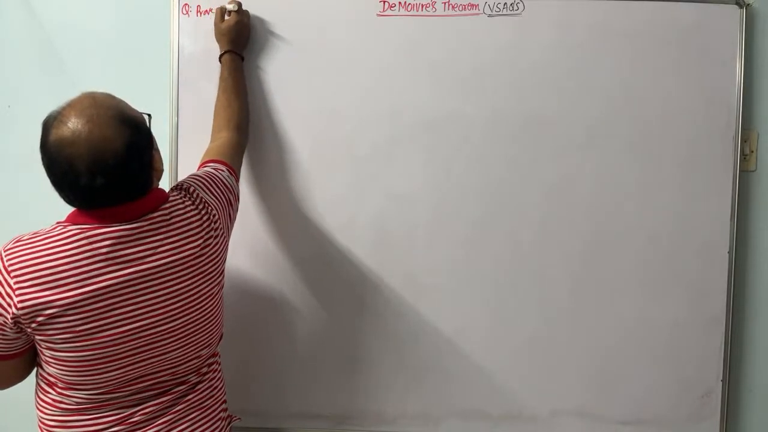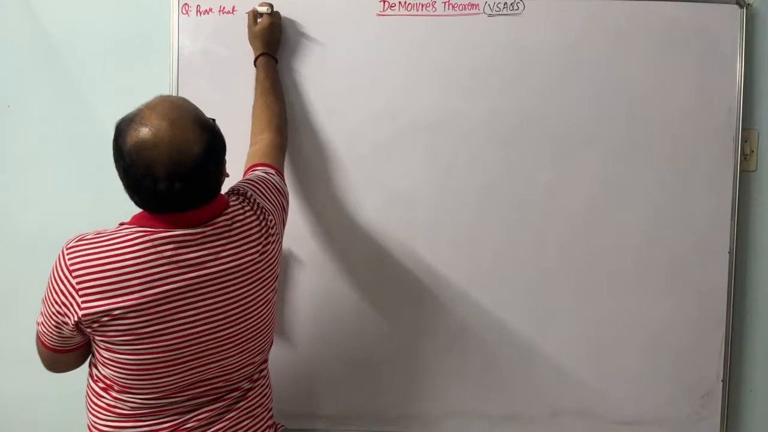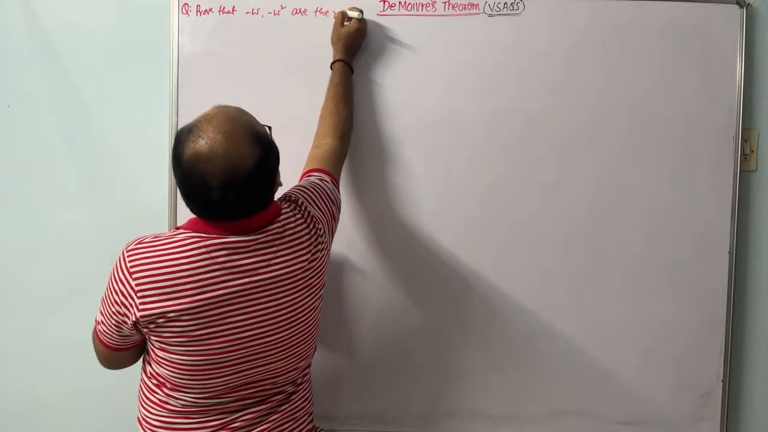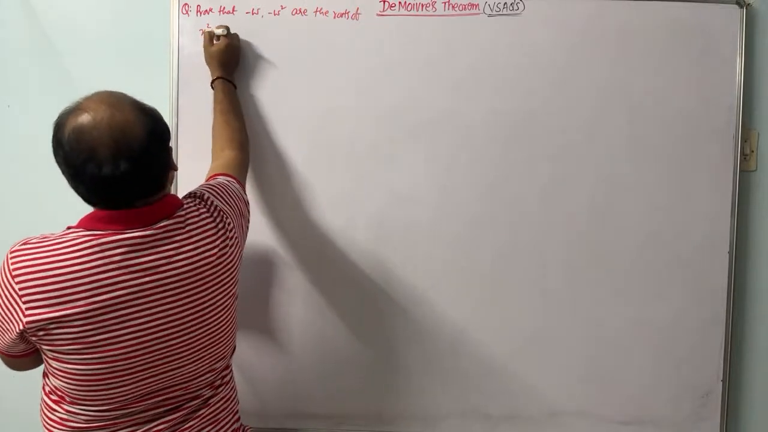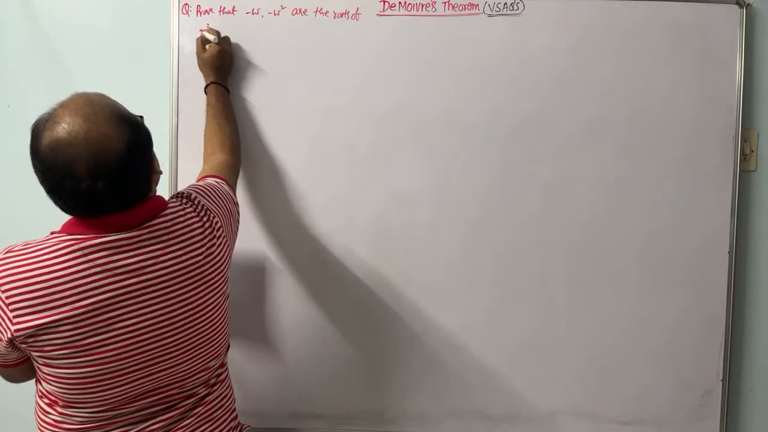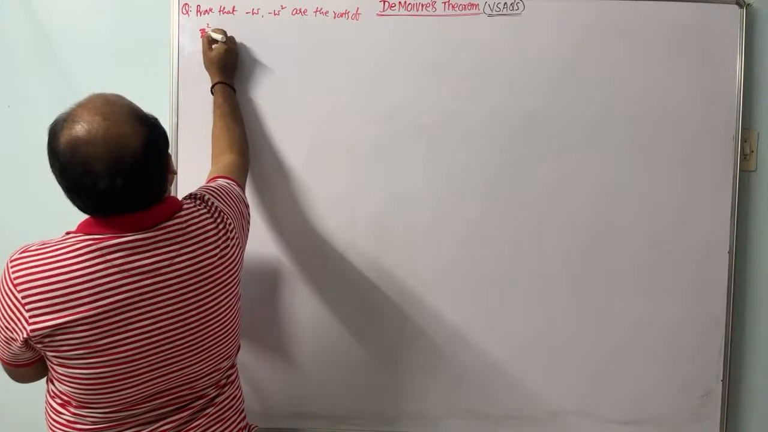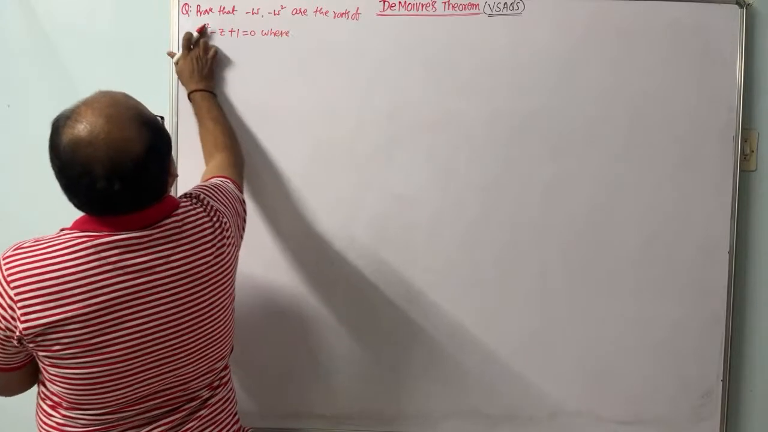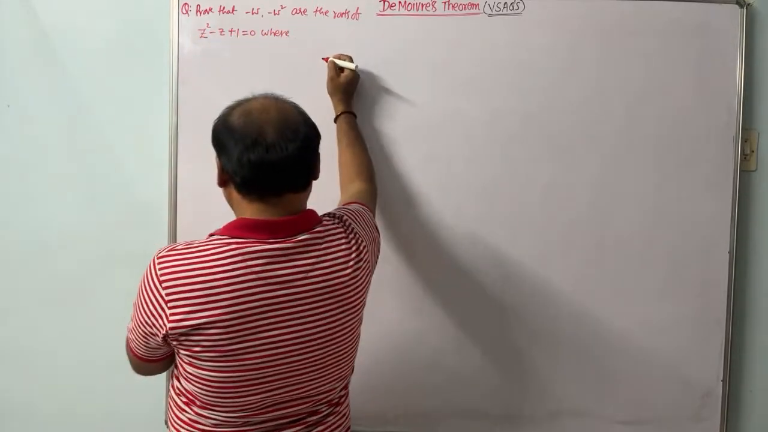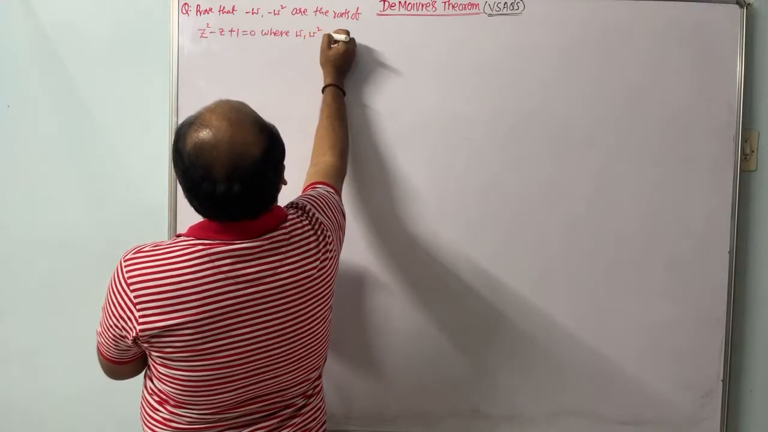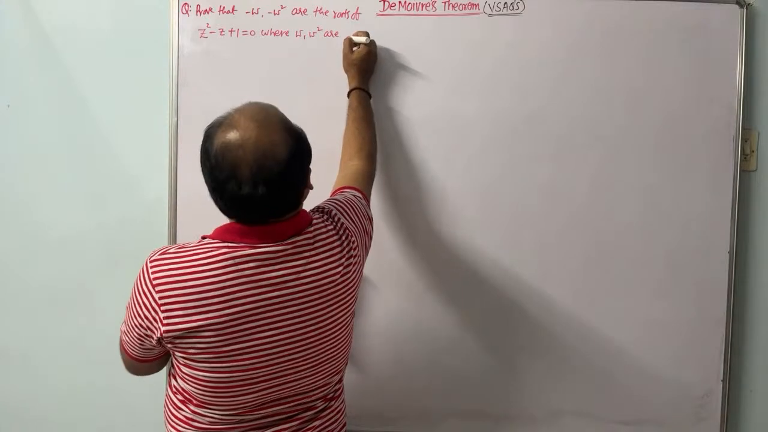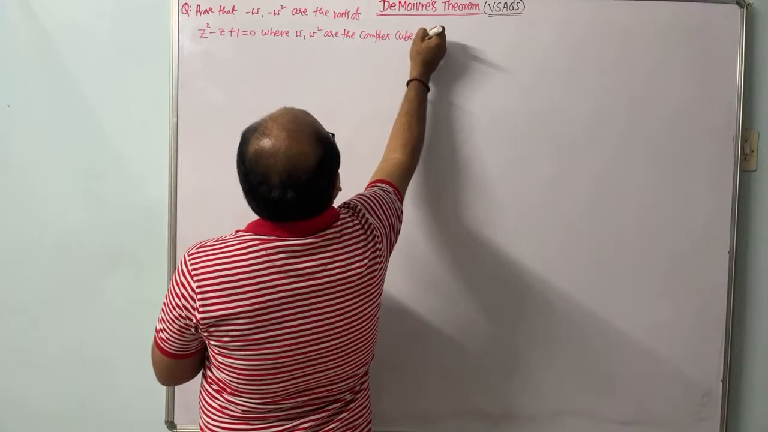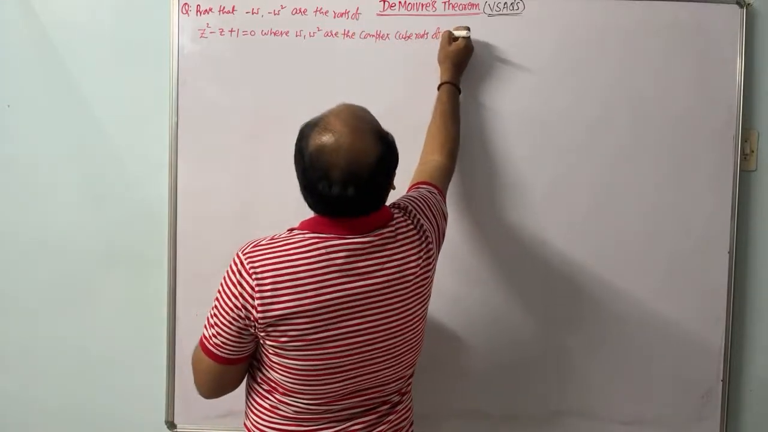Prove that minus omega and minus omega squared are the roots of z square minus z plus 1 equal to 0, where 1, omega, omega square are the complex cube roots of unity.